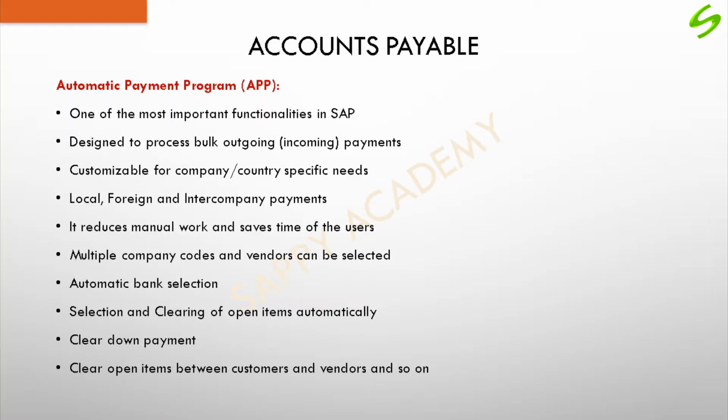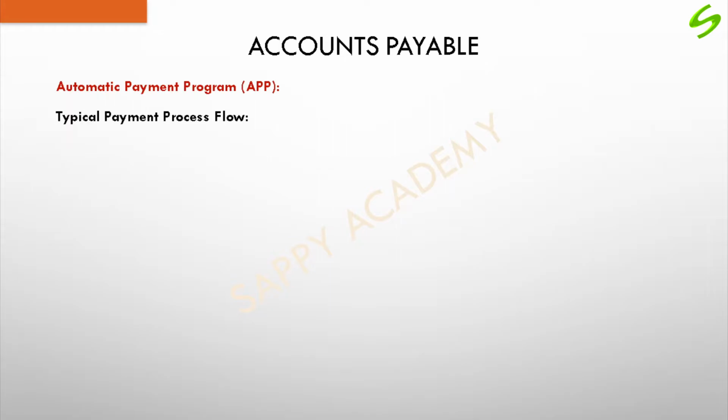Using APP, we can also clear down payments. We can also clear open items between customers and vendors. In case our vendor is also a customer, we can do the cross clearing between customer and vendor. And there are many other benefits. Let's look at a typical payment process flow that most of the companies follow. They may apply APP differently, they may have some automations, they may have some different modules implemented, they may not use APP completely, but this is a typical process that most of the companies follow. It may have variations.